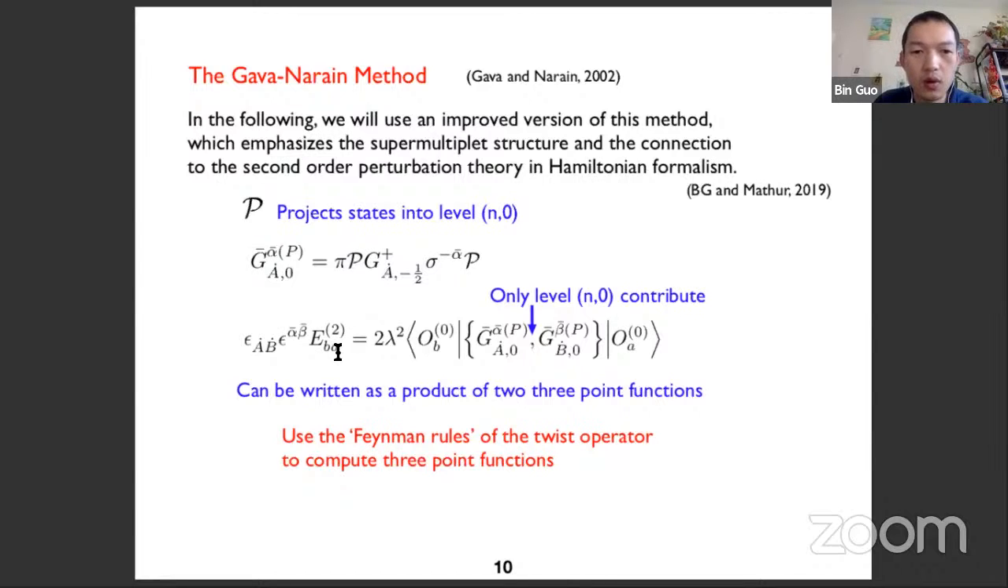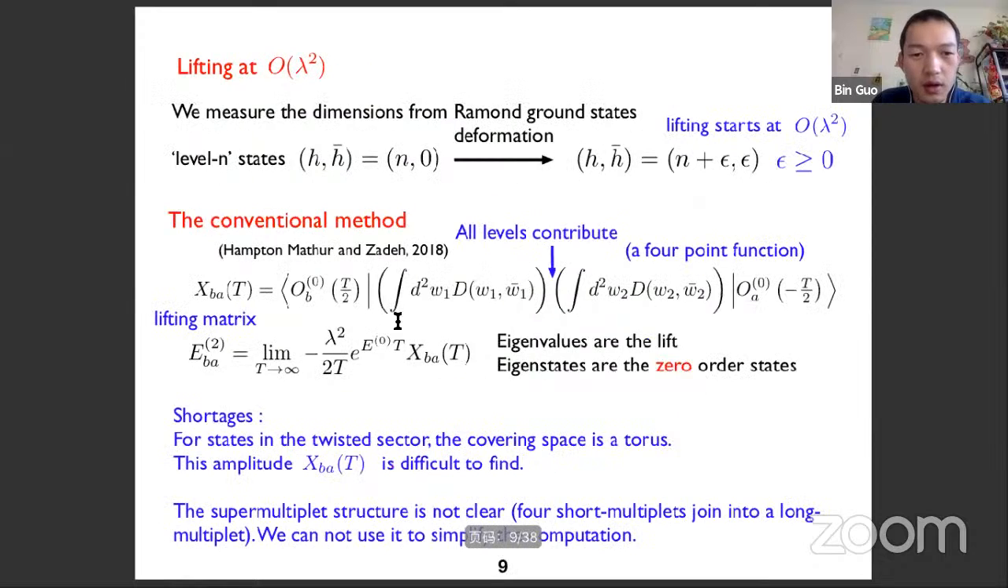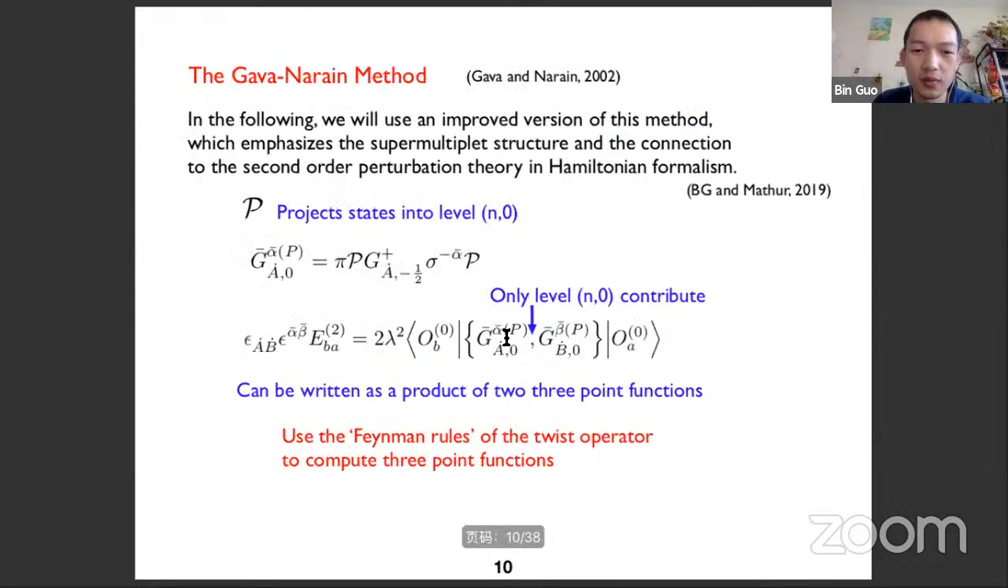Okay. Oh, another thing, I see. Here, because we use a deformation operator, all levels contribute between them. But now we use a different operator, G. This is slightly different from the deformation operator. So if you put it into this form, only the N0 level contributes.